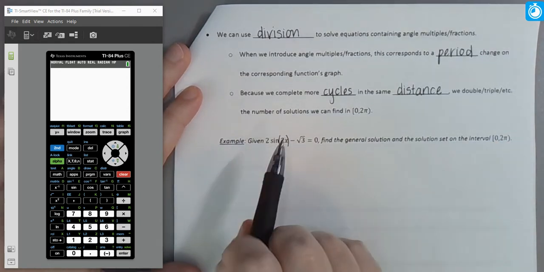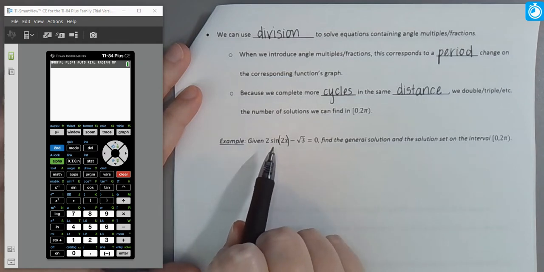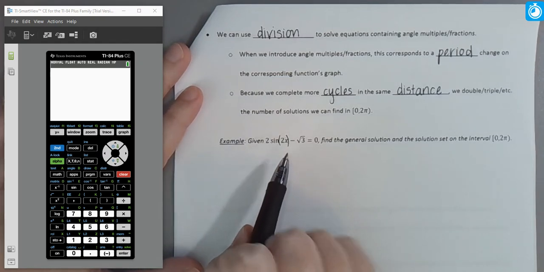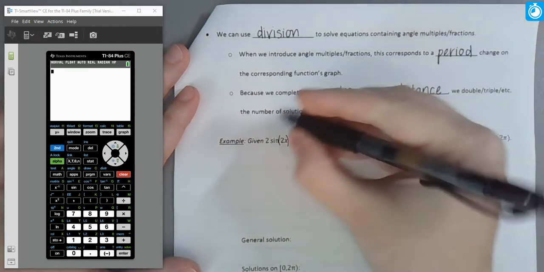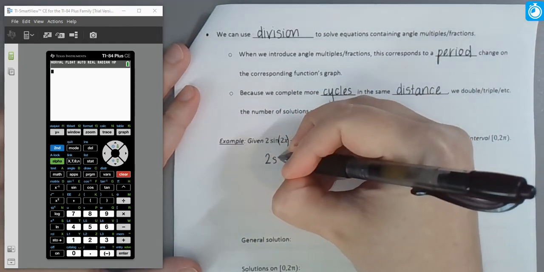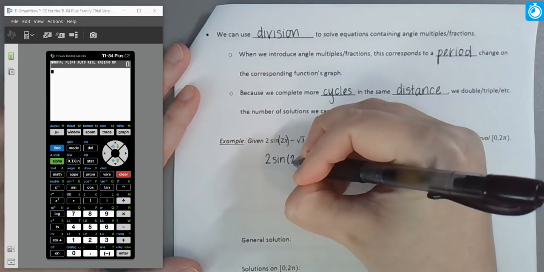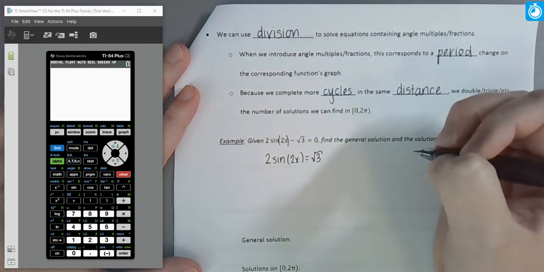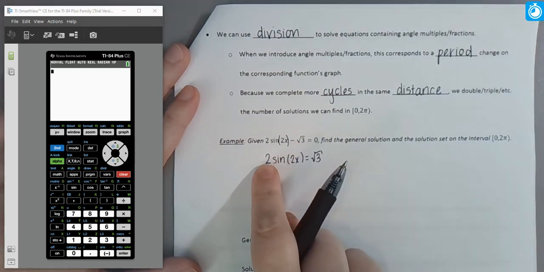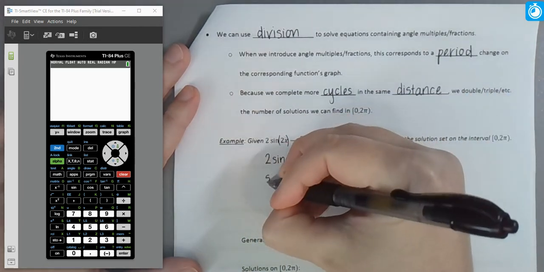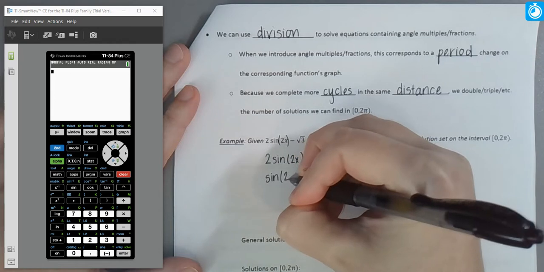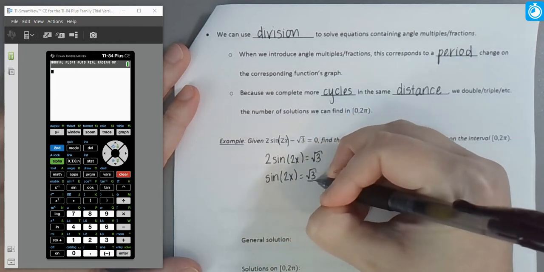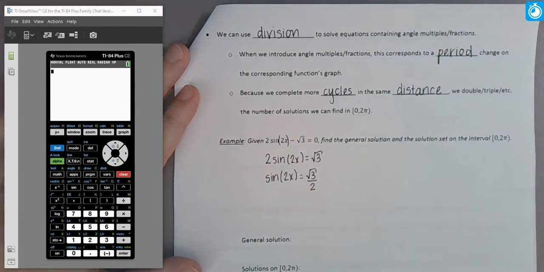Now, just like with any other equation, you want to start by isolating x as much as you can, which here means isolate your trig function. So we need to move our root 3, so that's going to be 2 times the sine of 2x is equal to the square root of 3. We need to divide out the 2 in front of sine, so sine of 2x is equal to root 3 over 2, and then we need to pause.